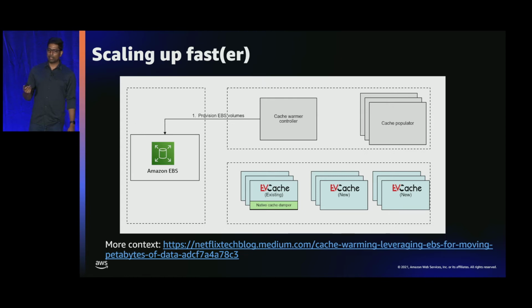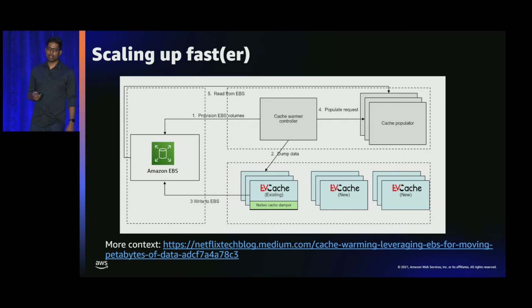The workflow is very similar to the previous architecture, where we provision EBS volumes and make sure they get attached to the existing EVCache cluster and also the cache populator cluster, because the existing cluster is more like a producer and the cache populator is more like a consumer of the data. So we instruct the data to be dumped. The data gets uploaded to EBS. On the cache populator side, it starts reading the data from the EBS volume, and the new data chunks get written to the EVCache.